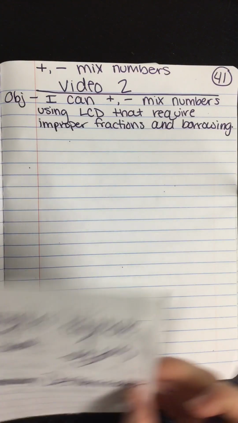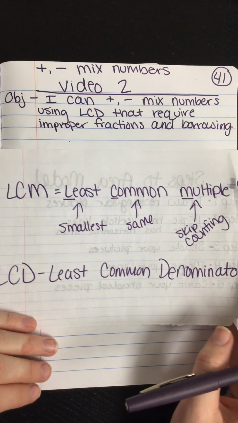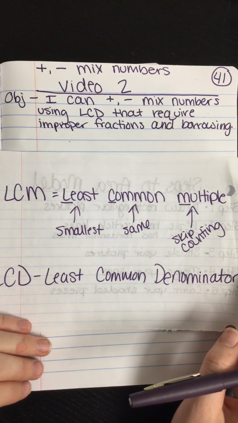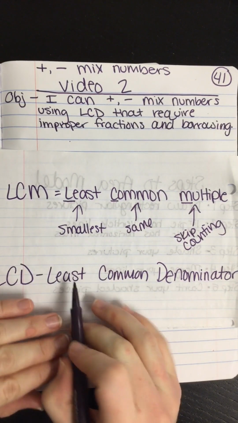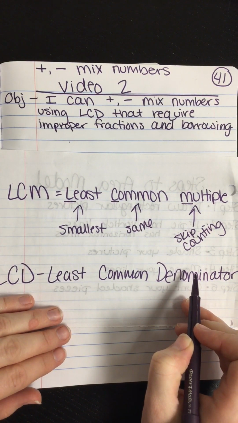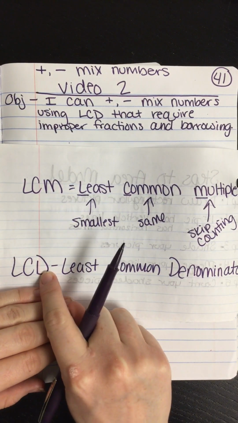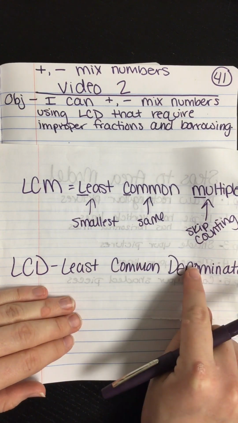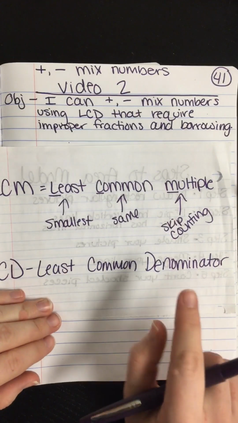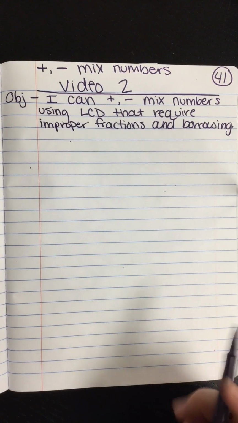So just a reminder, LCM means least common multiple, LCD means least common denominator, and these two work together. They go together. So finding the least common denominator is the same process that we use to find least common multiple. The reason we change it to LCD is because we're working with fractions. So LCD tells us what numbers we're using, which is the denominators. All right, so let's look at two problems here.